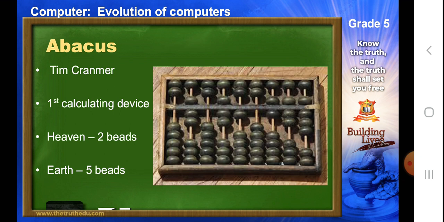So we'll start with the abacus. If you remember, abacus was developed by Tim Cranmer and it was the first calculating device. Now it was divided into two parts, which was heaven and earth, where heaven had two beads and earth had five beads. So till date you will see most of the places they still use abacus to teach students about mathematics. So you don't need a book, or a pen or paper, or any sort of things to solve the sum. You can use these beads to solve the sum.